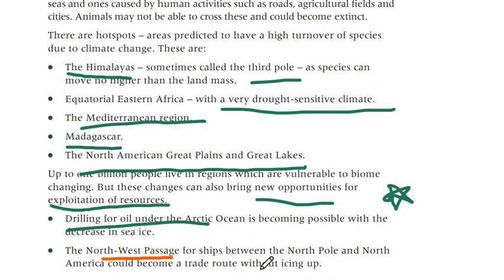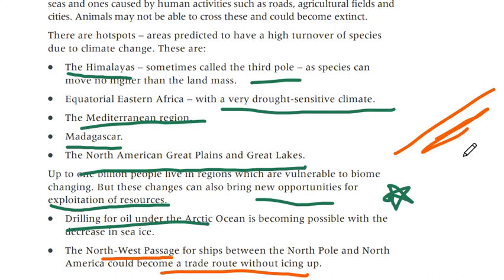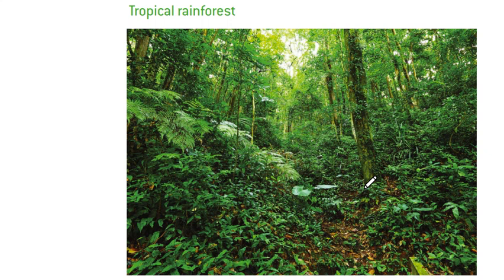Also, the Northwest Passage for ships could be a trade route without icing. If I talk about 10 years back, it used to be ice all there. But now, because it's going to melt, it will be easier for ships to trade between the North Pole and North America. Okay, moving forward. So guys, now we'll be looking at the biomes in more detail.